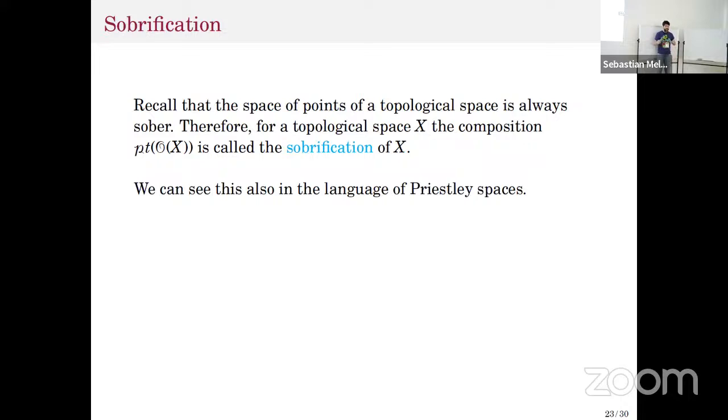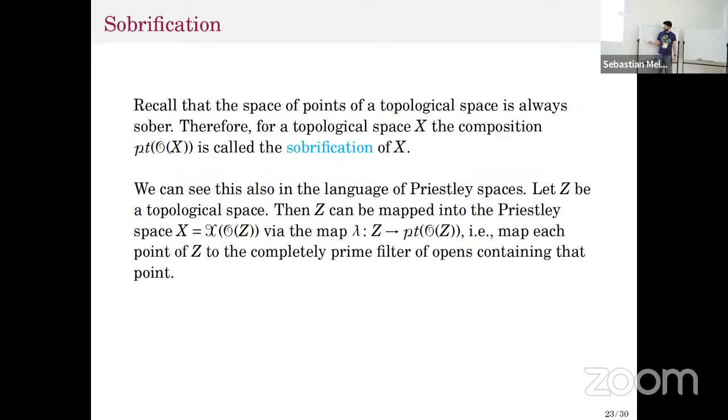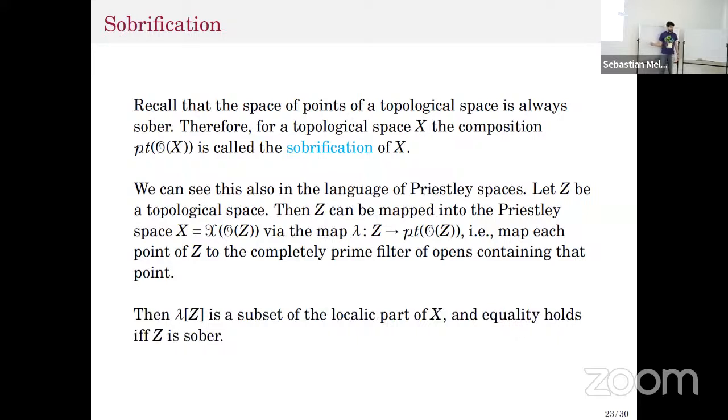How is this viewed in the picture of the Priestley space? If Z is a topological space, then you can map Z into the Priestley space of the opens with this map that sends a point to the completely prime filter of opens that contain that point. Again, this is not going to be continuous, but it's a set embedding. If you look at this set inside the Priestley space, it's going to be a subset of the localic part because it consists of completely prime filters. And it's going to be equal to the localic part if and only if Z is sober. So the sobrification is really looking at the localic part of the Priestley space of the opens of your space Z.